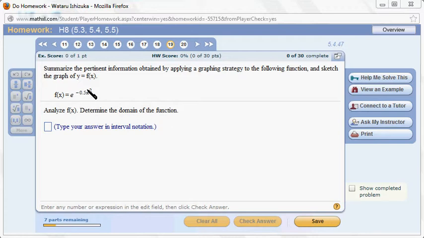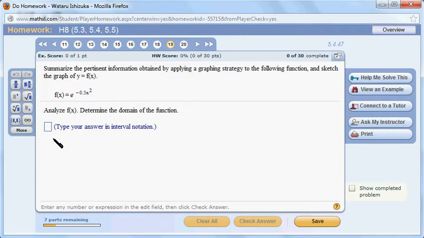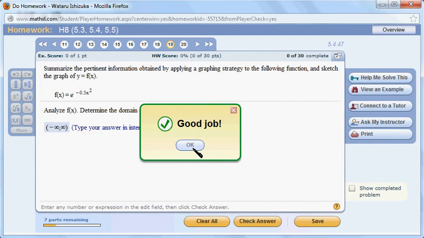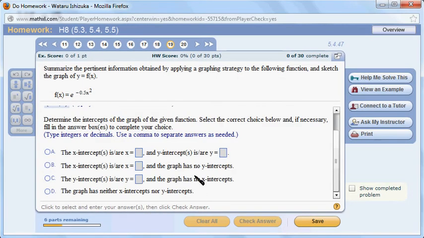If you have an exponential function, you can plug in any real number you want. So the domain is going to be negative infinity to positive infinity. Let's check that. Got that.